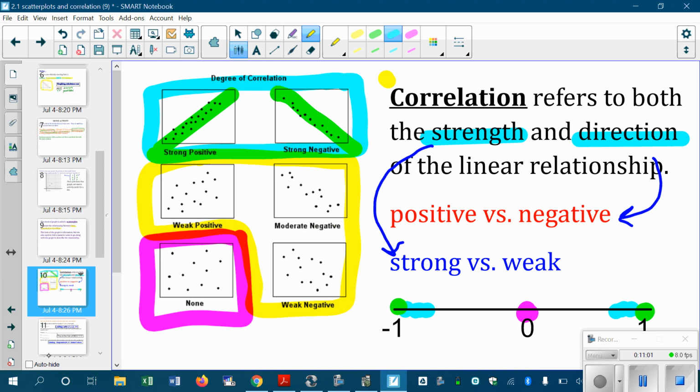Do you see the test question I could ask? I ask a question like, true or false, correlation can be 2.5. I certainly could ask that. What is the answer? False, right? Because correlation has to be between -1 and 1.